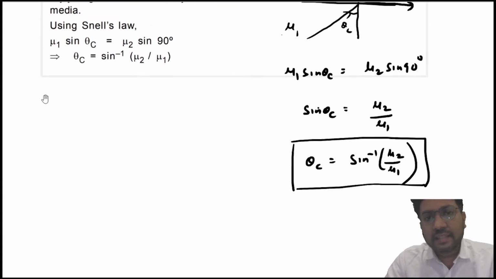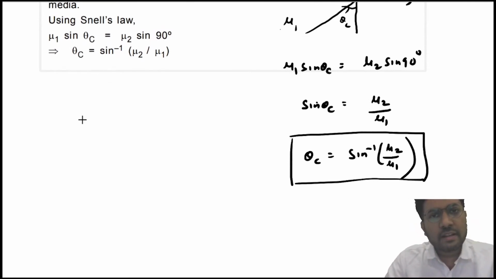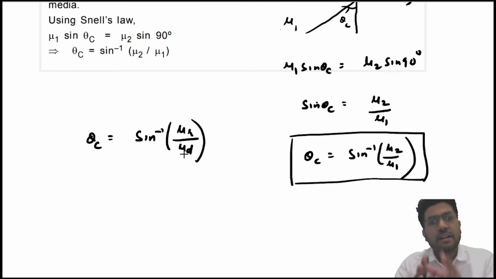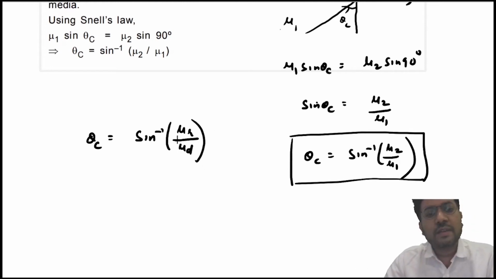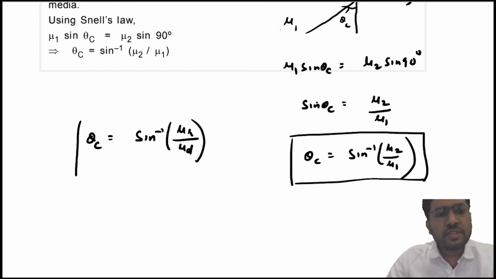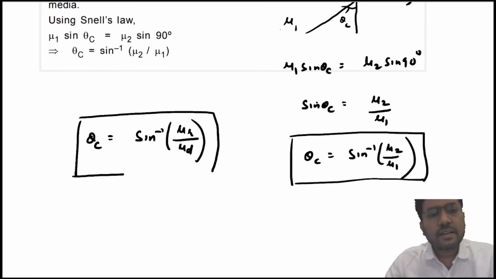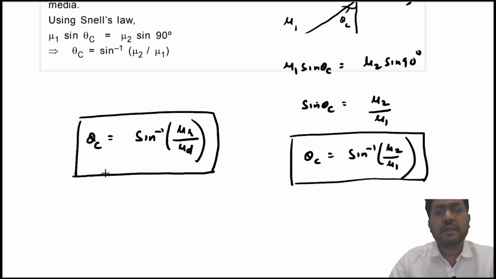You can remember it like this also. Whenever light travels from denser to rarer medium, theta c is equal to sine inverse mu rarer by mu denser. Mu rarer, that is the refractive index of the rarer medium, divided by the refractive index of the denser medium. Normally the rarer medium is air. Normally light travels from a medium to air. In that case the refractive index of air is 1, so mu r is 1, and it becomes sine inverse 1 by mu d. All right. But in general we will write theta c, that is the critical angle, is equal to sine inverse mu r by mu d.